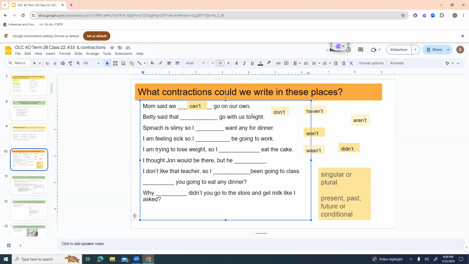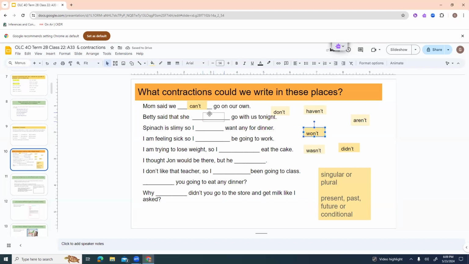Betty said that she won't go with us tonight. Maybe that works. Okay. Spinach is slimy, so I blank want any for dinner. I do not. I do not want any for dinner.